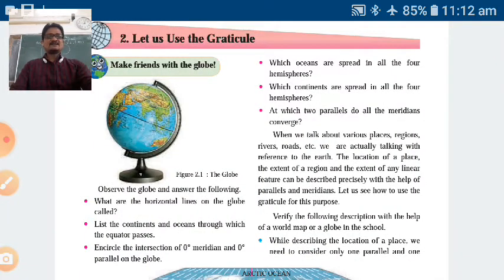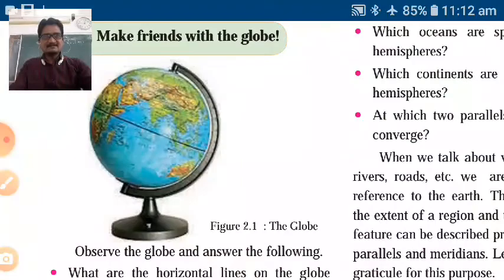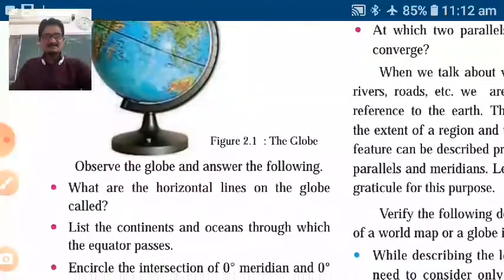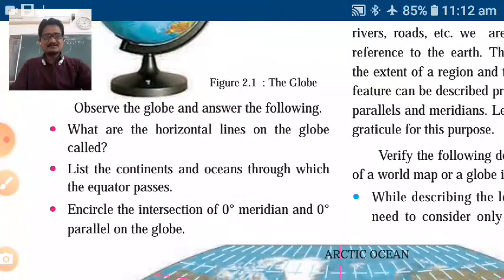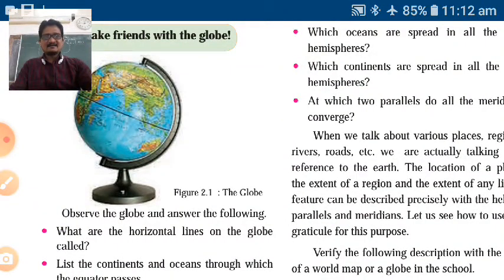Make friends with the globe. See, here the picture of a globe has been given. Observe the globe and answer the following questions. Figure number 2.1. The globe.